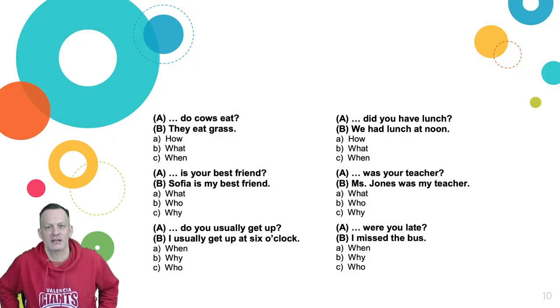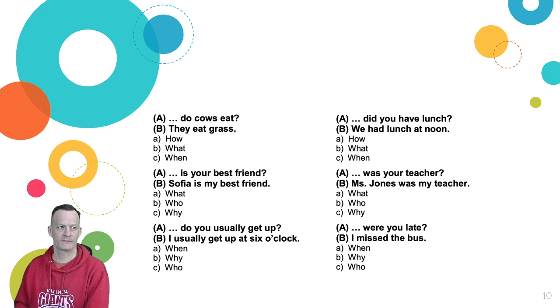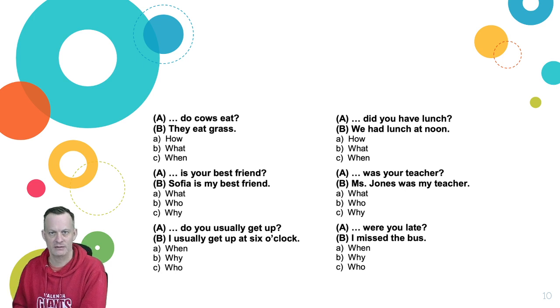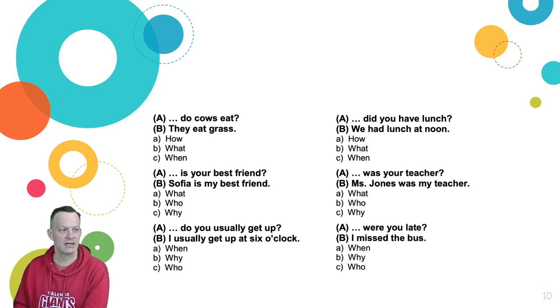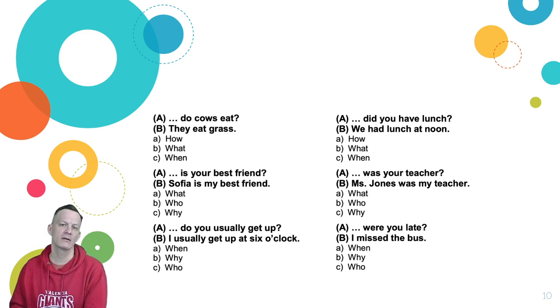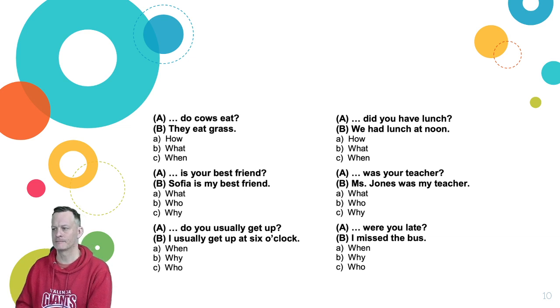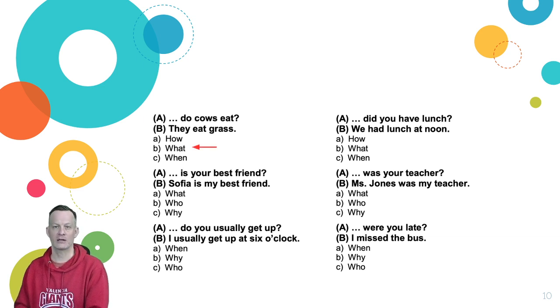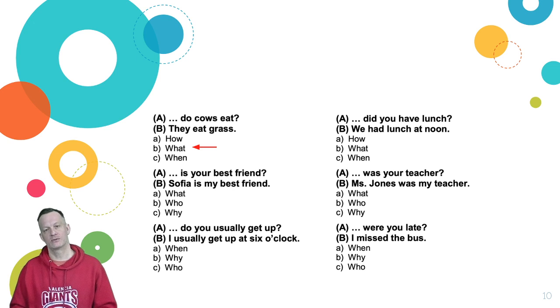The last 6, and then we're done for our practice today. Do cows eat? So this is the present. We have the auxiliary do. They eat grass. So are we asking about the manner, the way cows eat, the thing cows eat, or the time cows eat? We're asking about the thing cows eat, la cosa. So here is, what do cows eat?